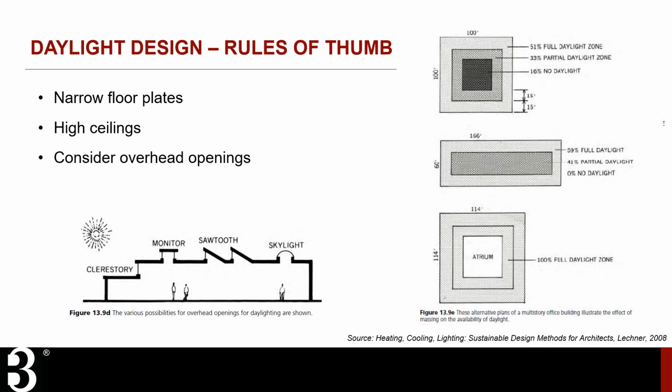In complement to the orientation of the building, narrow floor plates and high ceilings increase the floor area with access to daylight. When ideal orientation and narrow floor plates are not possible, overhead openings can provide daylight into deeply interior spaces.